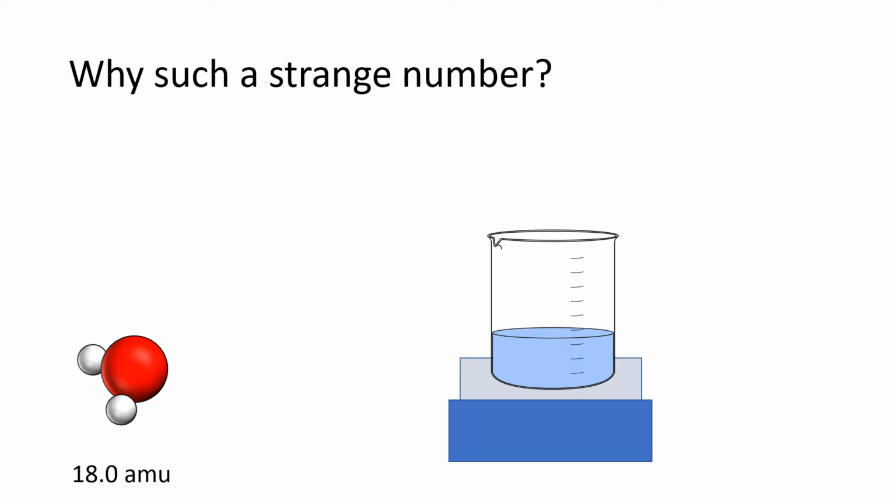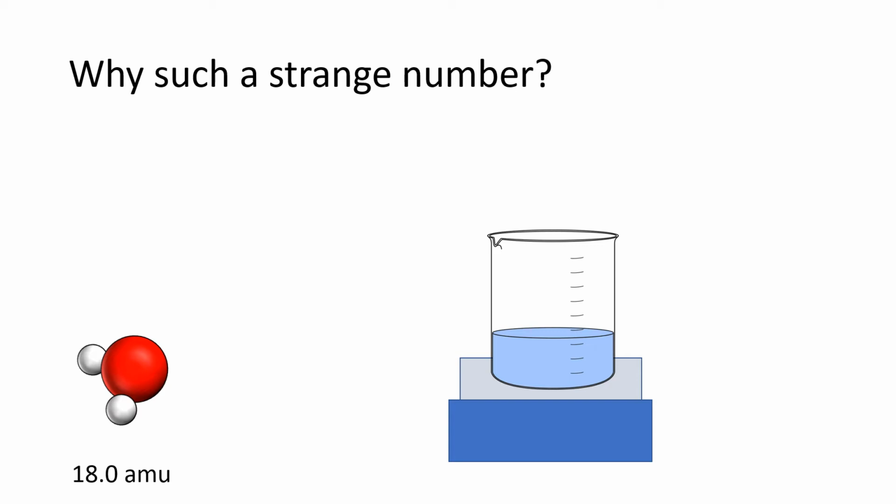Admittedly, Avogadro's number is a very strange number. It's 6.02 times 10 to the 23rd. So why not make it 6 times 10 to the 23rd, or bump it up to 1 times 10 to the 24th? Now, why such a weird number? Well, the answer comes from this equivalence that we're trying to establish between what's going on at the particle level and what's going on at the lab level.